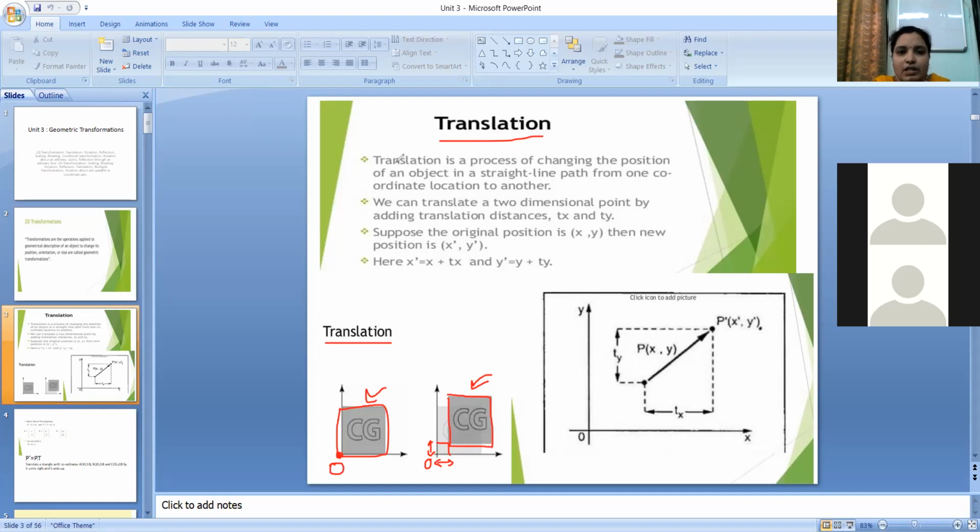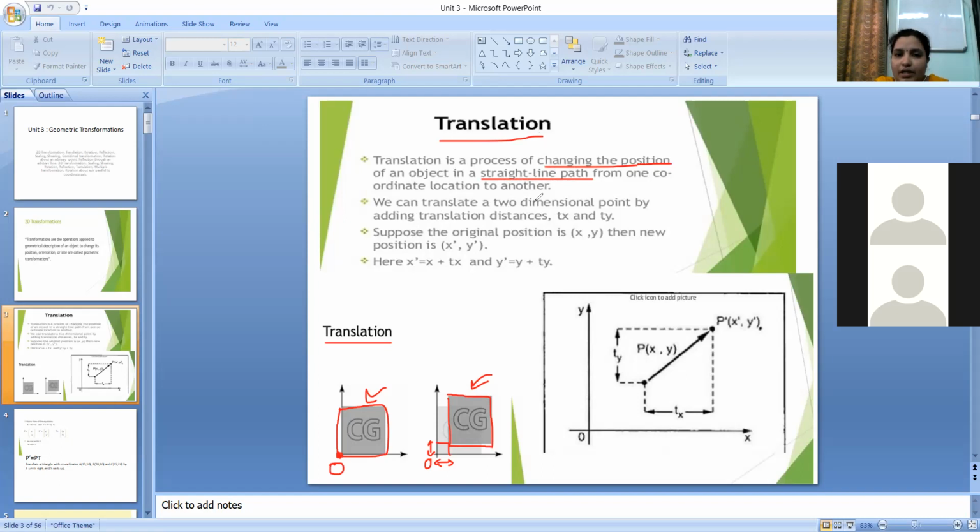So let us see the definition. Translation is a process of changing the position of the object in a straight line path. This is very important: in a straight line path. We are going to change the position, but in a straight line path. That is called translation.